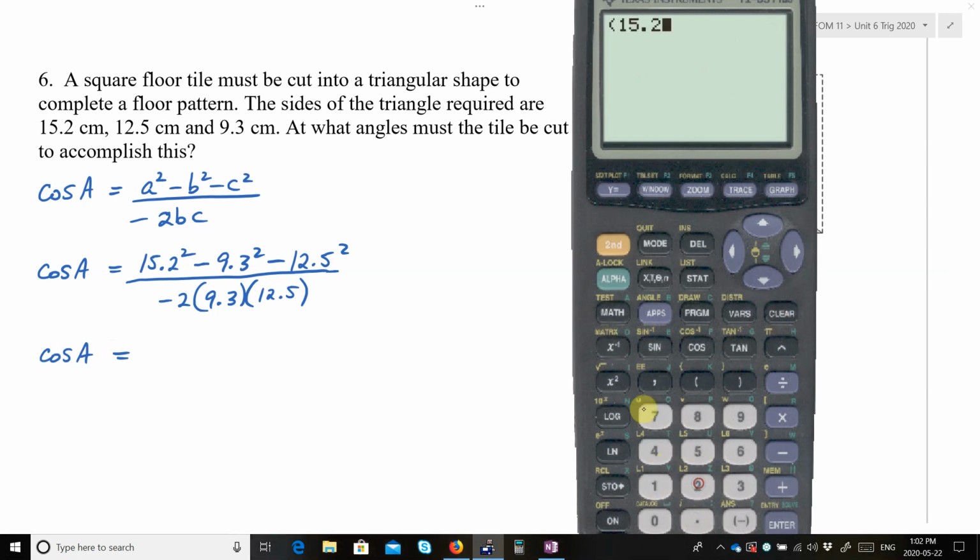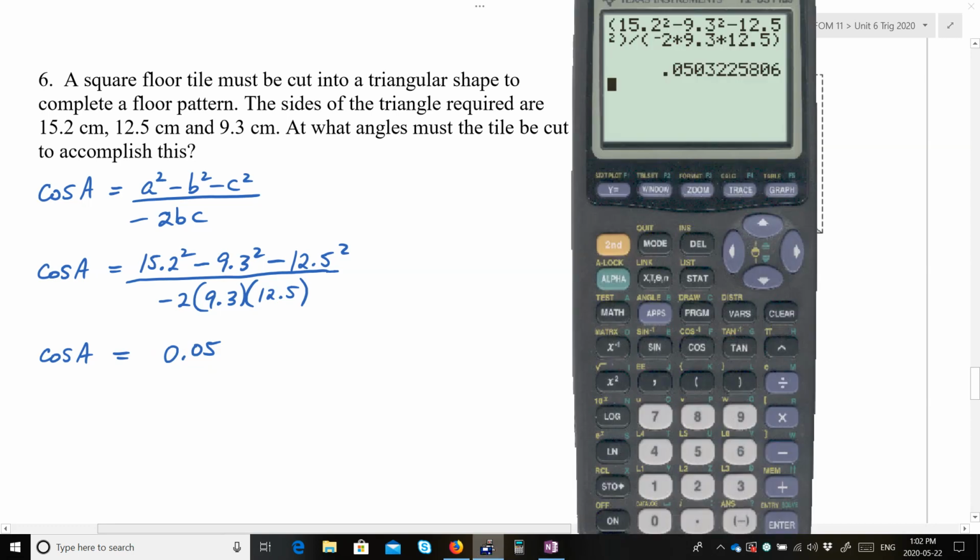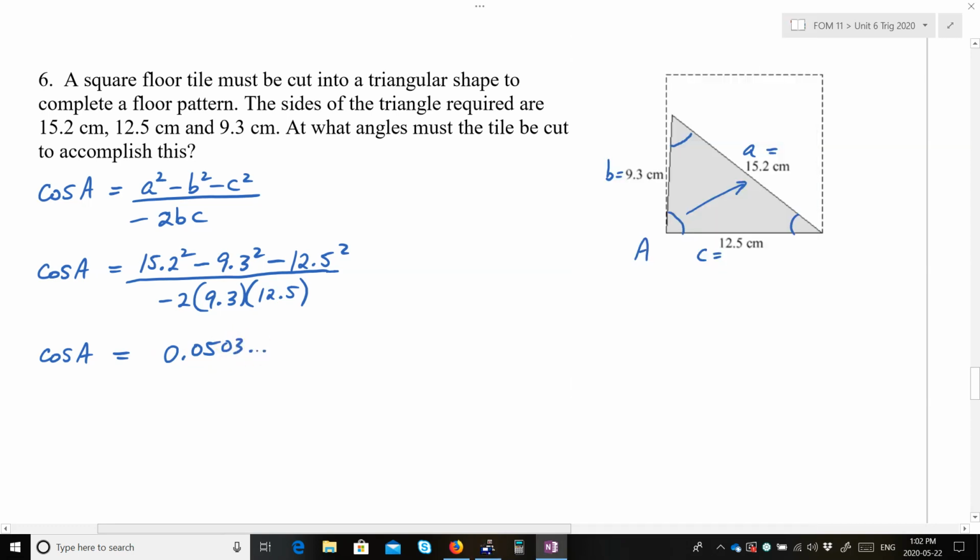Okay, so in brackets, I'm going to go 15.2 squared minus 9.3 squared minus 12.5 squared, divided by negative 2 times 9.3 times 12.5. Close brackets, press enter. Cos A is 0.0503 and a bunch of stuff.